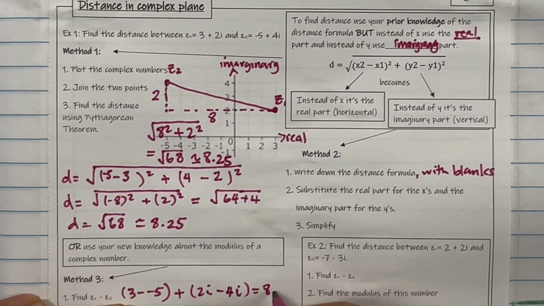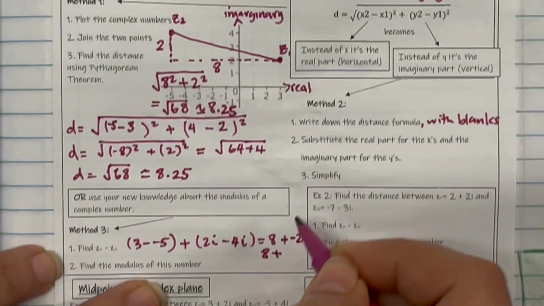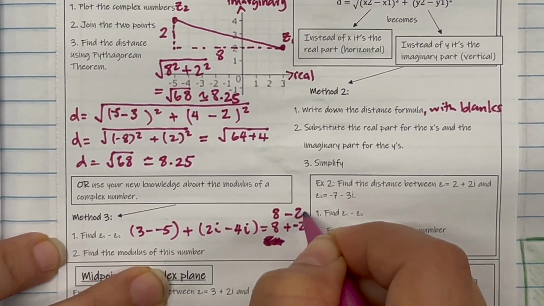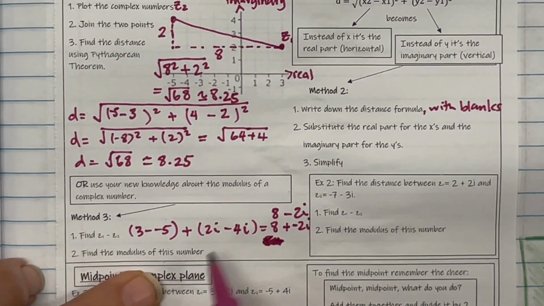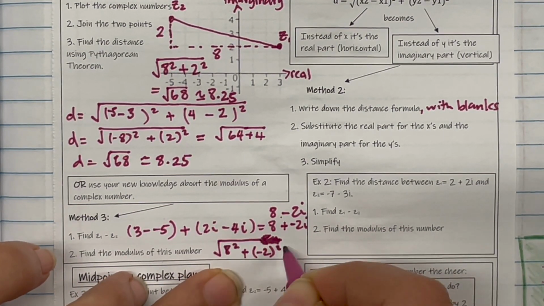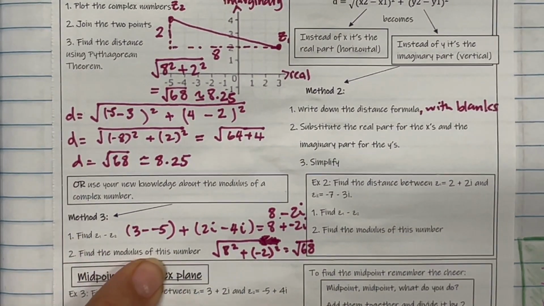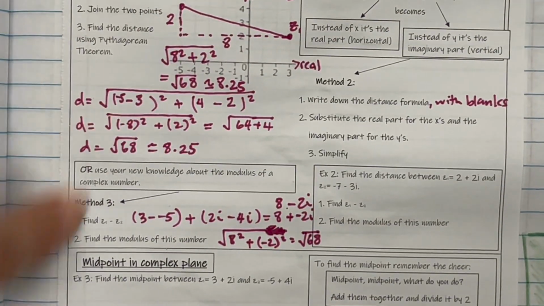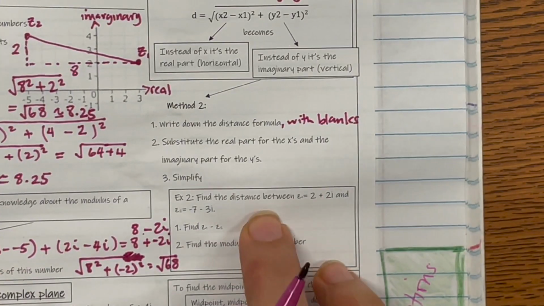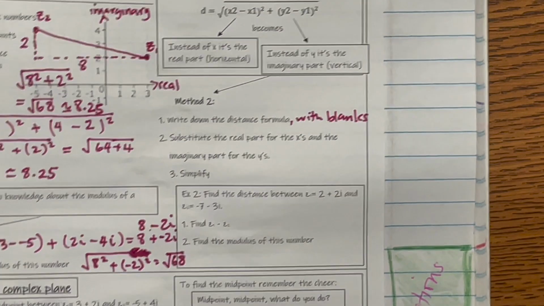That's going to give me 8 plus -2i, and the positive and the negative is going to be a negative. So 8 minus 2i. Then you find the modulus of that number: the square root of 8 squared plus -2 squared, which is again the square root of 68, approximately 8.25. Go ahead and try example 2 on your own. This is a listening check. Put a box around example 2.